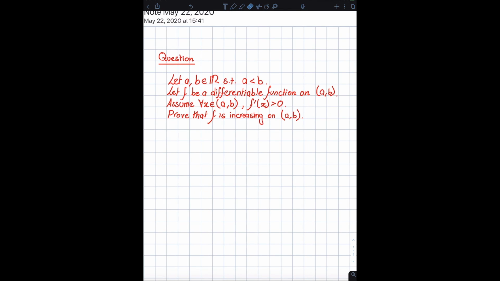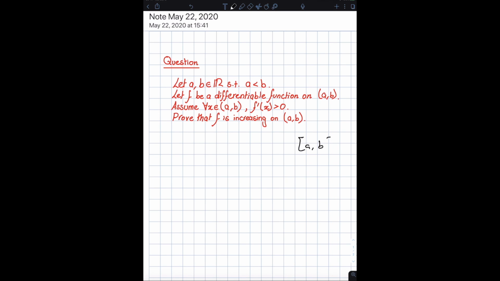So the question is, let a and b be real numbers where a is less than b. This is just a formality. You have to define certain intervals. In this case, we are defining the closed interval [a, b], and we say let a and b be real numbers such that a is less than b to ensure that this interval is well defined. And then we're saying that f is a function that is differentiable on the open interval (a, b), and we're also assuming that for every point on the open interval (a, b), the first derivative is greater than 0. And what we want to do is prove that f is increasing on the open interval (a, b).